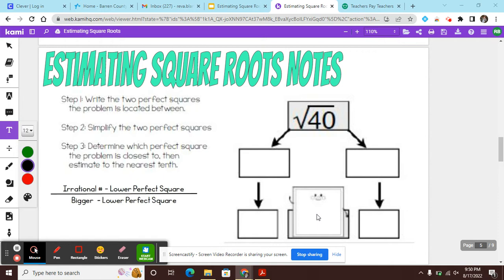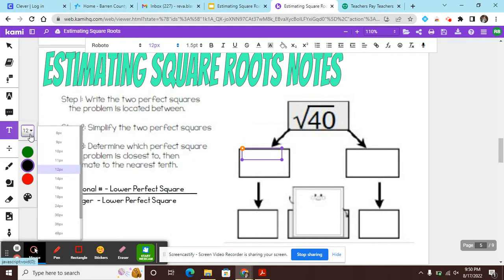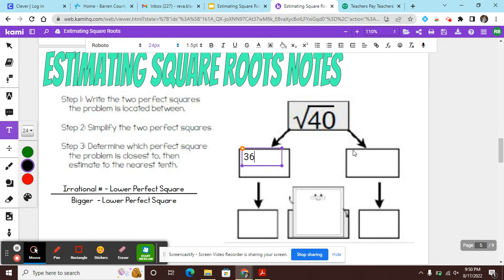So first we find the two perfect squares that this comes between. The first one, if I go through 40, the one that comes before it is going to be 36. I'm going to make these letters a little bit larger. Let's make this a 24. Okay, so we said that's 36. The next perfect square after that is going to be 49.